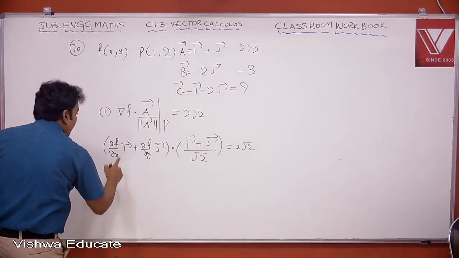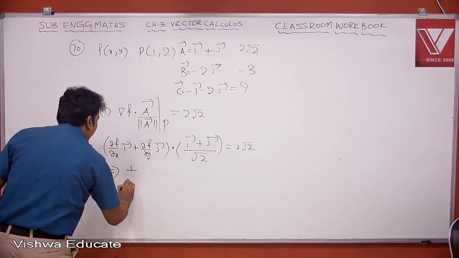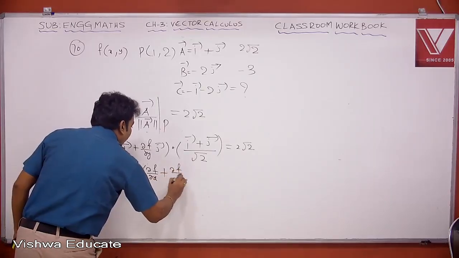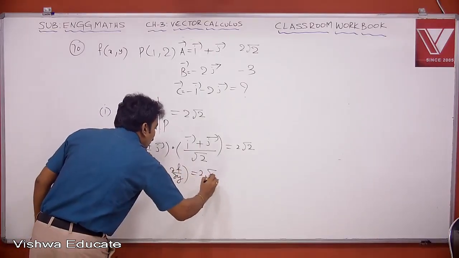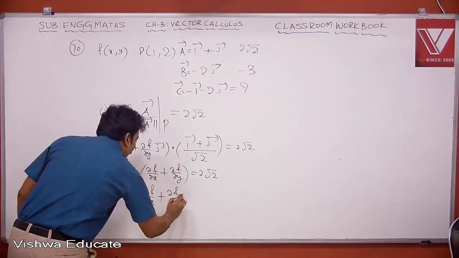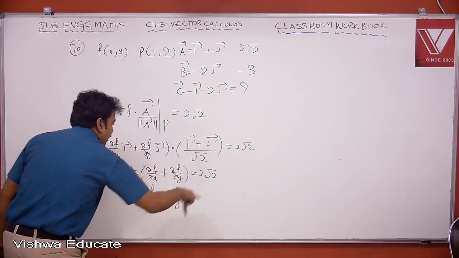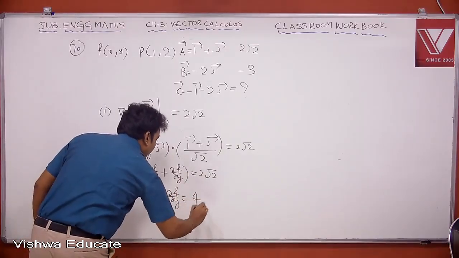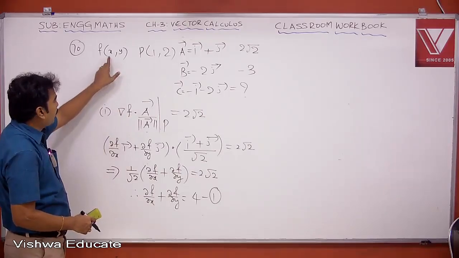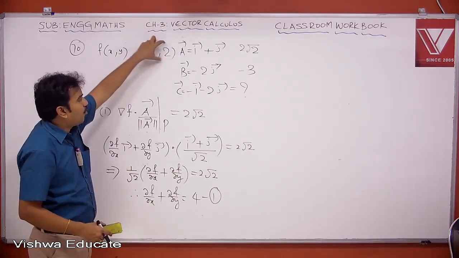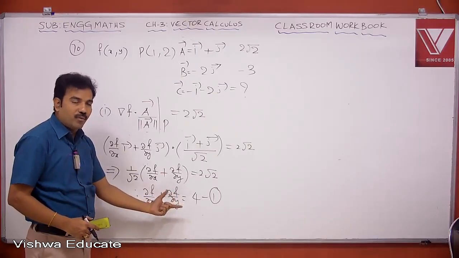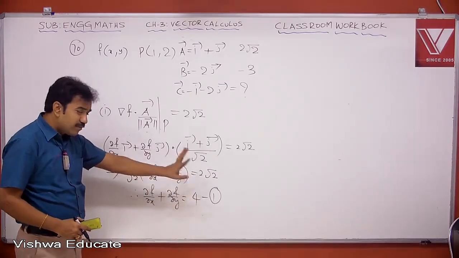So applying the dot product, you will get 1 by root 2 into dou f by dou x plus dou f by dou y equal to 2 root 2. Therefore, dou f by dou x plus dou f by dou y, multiplying with root 2, you will get 4. So this we call equation 1. We have just applied the directional derivative of f in the direction of the vector at this point, which is 2 root 2. So we got an equation in terms of dou f by dou x and dou f by dou y, equation 1.